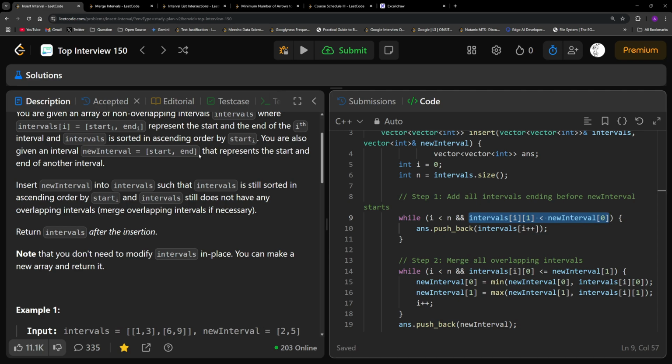So इसमें एक specifically चीज दिया है. देखो इसमें यहाँ पे confusion क्या आता है लोगों को कि insert new intervals into intervals such that intervals is still sorted in those ascending order.